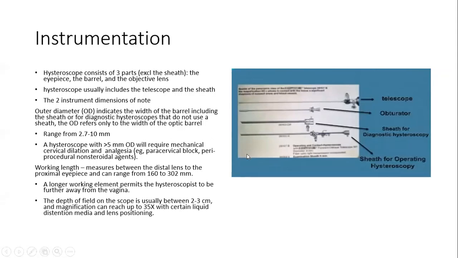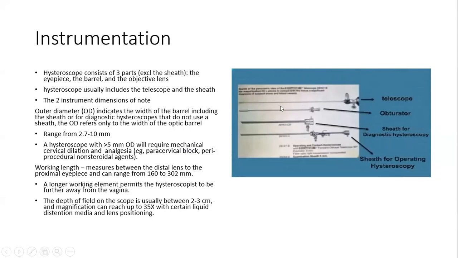So the scope includes the telescope, the telescope being this bit, and then the sheath, especially if it's an operative piece. There are now some operative and diagnostic hysteroscopes that come without a sheath, and the advantage of that is in reducing the outer diameter.